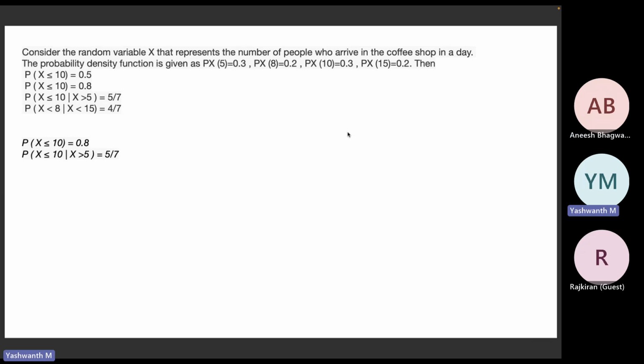Okay, so here you have a random variable X that represents the number of people who arrive at a coffee shop in a day. Some probability density function is given, or mass function because it is discrete. At 5 it is 0.3, at 8 it is 0.2, at 10 it is 0.3, at 15 it is 0.2. Then which of the following is true? So X less than or equal to 10: you have to sum all the probabilities, the values 5, 8, and 10. That's why it is 0.8, it's not 0.5.